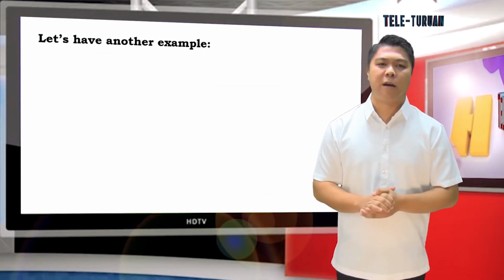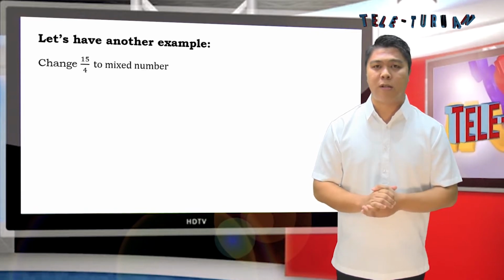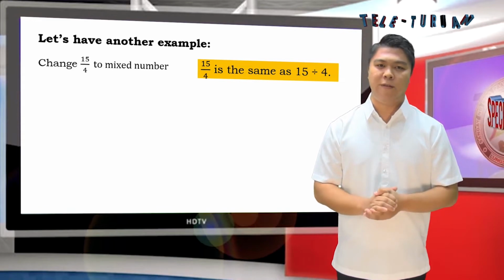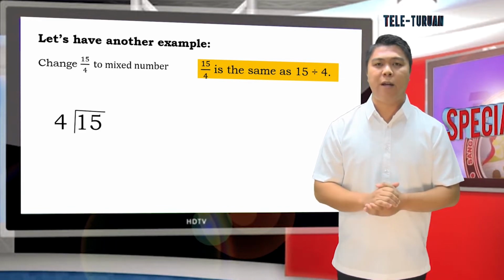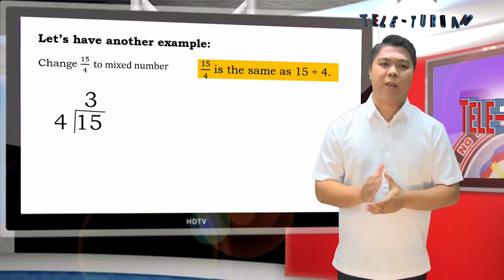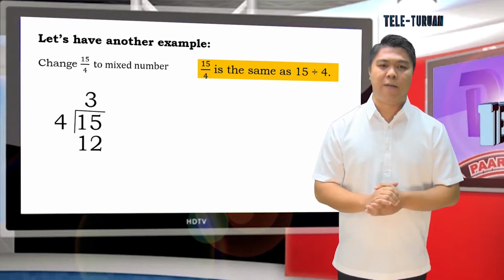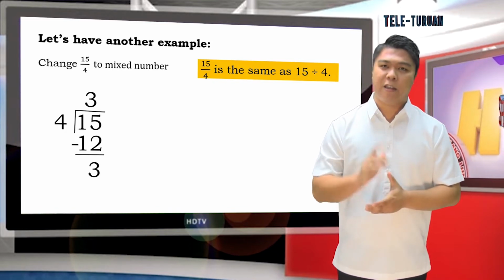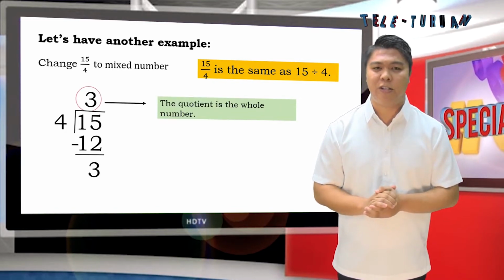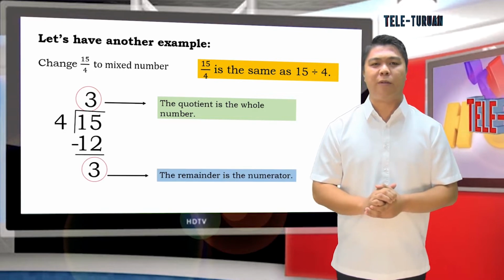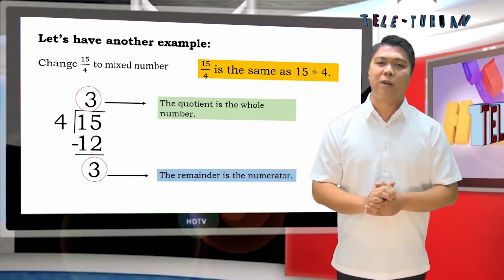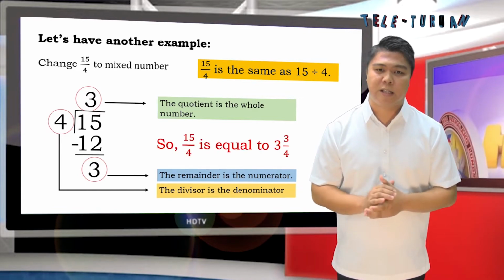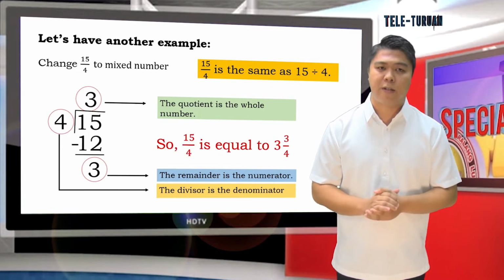Let's have another example. Change 15/4 to mixed number. 15/4 is the same as 15 divided by 4. 15 divided by 4 is 3. 3 times 4 is 12. 15 minus 12 is 3. Again, the quotient is the whole number, which is 3. The remainder is the numerator, which is 3. And the divisor is the denominator, which is 4. So, 15/4 is equal to 3 and 3/4.